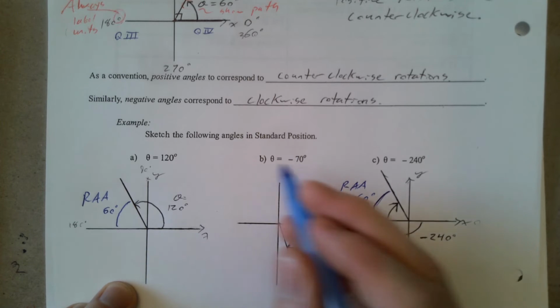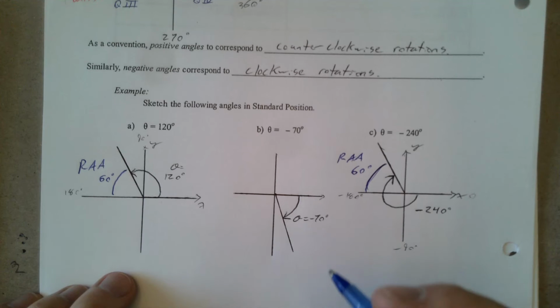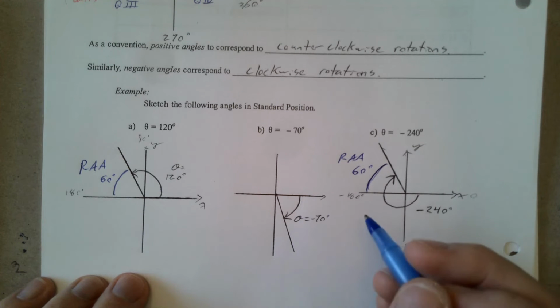And that throws students a little bit on an example like B. But let me ask you the question and see if you get it right. If I ask you, how far from the x-axis is negative 70 degrees?